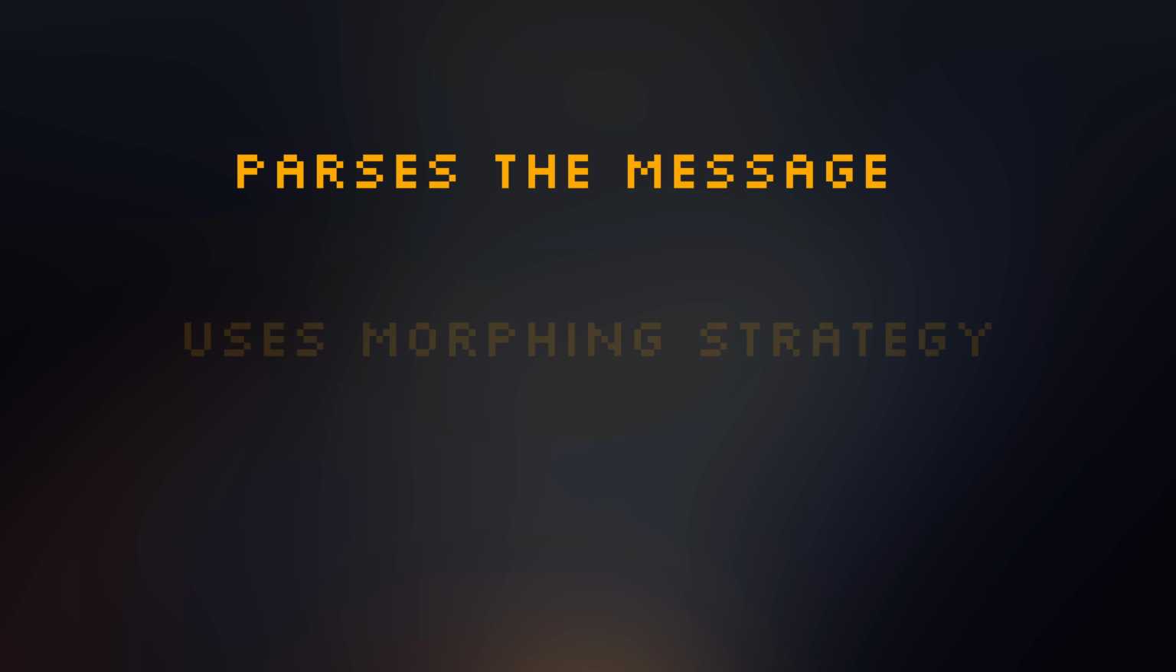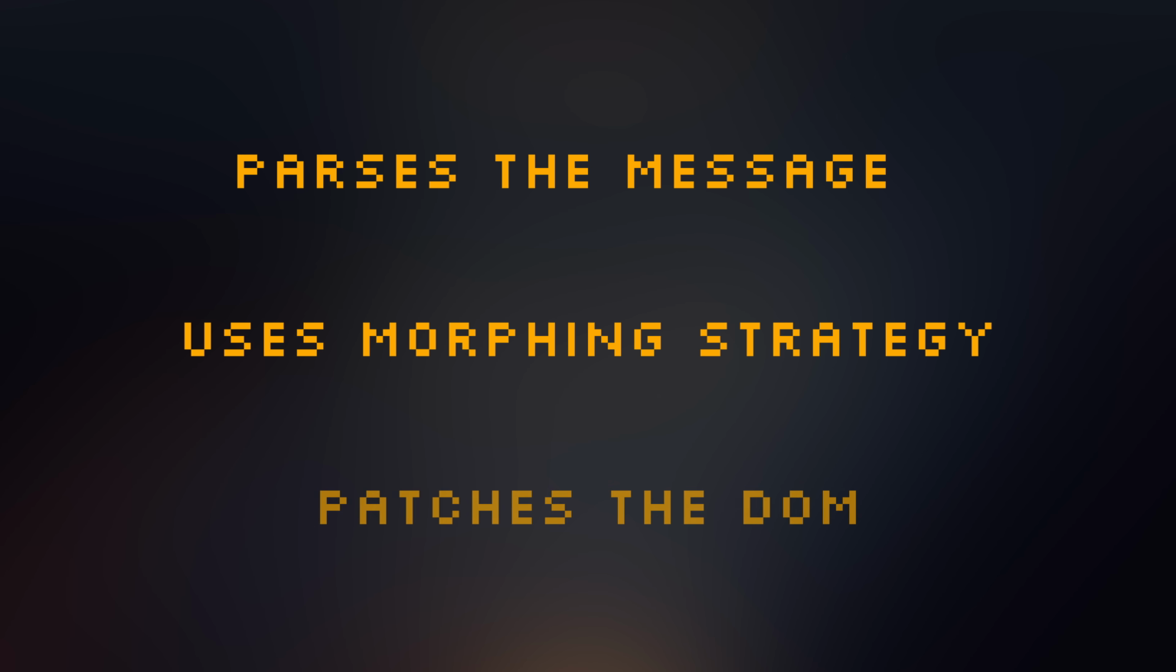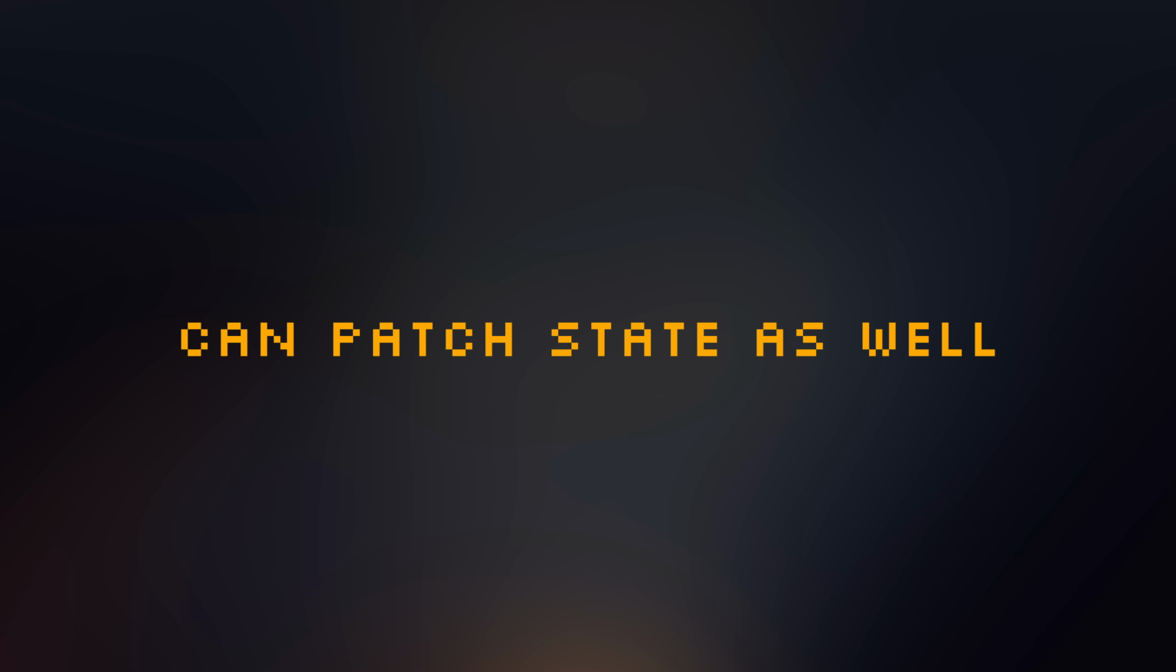Datastar simply uses HTTP to send responses. When you follow the Datastar format, you send your response with HTML from the backend, and Datastar parses the response, and then it uses a morphing strategy and patches the DOM. Datastar can use your responses to patch the DOM as well as your client-side signal state.